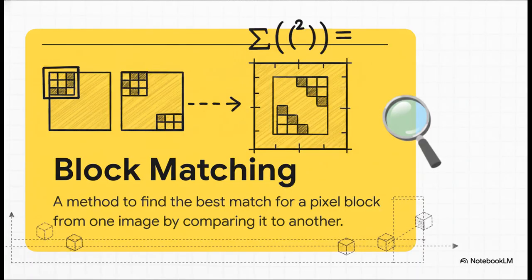Well, computers use this really slick method called block matching. The idea is so simple. You take a small square of pixels from one picture, and you just slide it all around the other picture looking for the place it fits the best. And to figure out the best fit, it uses a bit of math called the sum of squared differences, or just SSD. Let's see how that actually works.